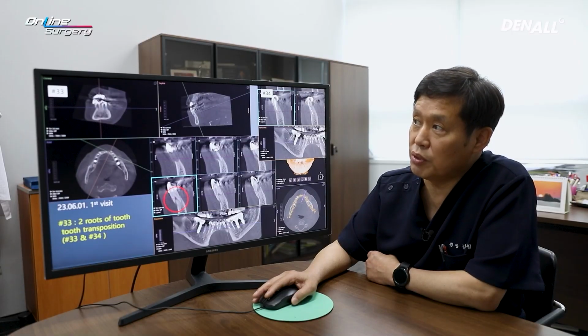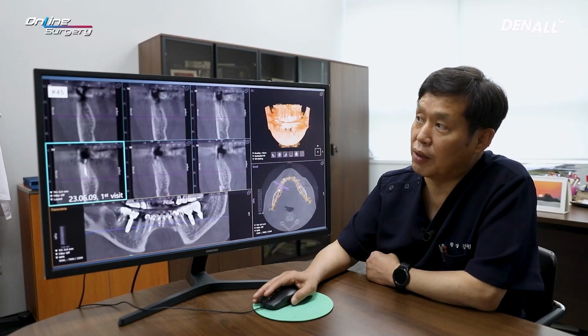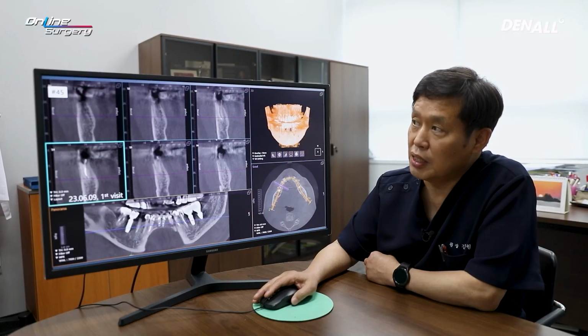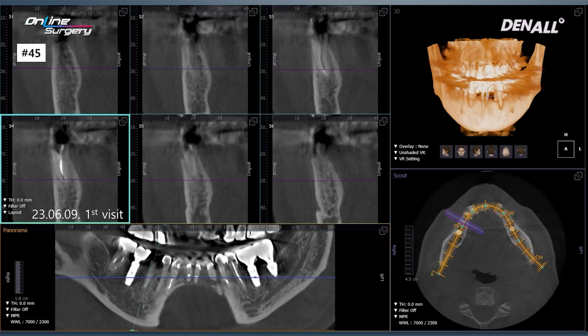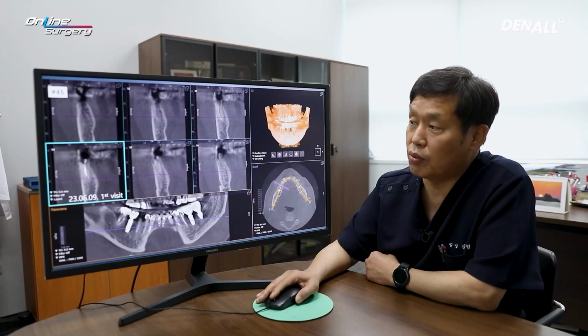Here, initially 4.0 millimeter was considered, but because of lack of buccal wall, 3.5 was planned. For tooth number 45, although the surgery will be performed later, the current crown fracture leaves only the root rest. The plan was to extract the root and place an implant immediately with bone graft.